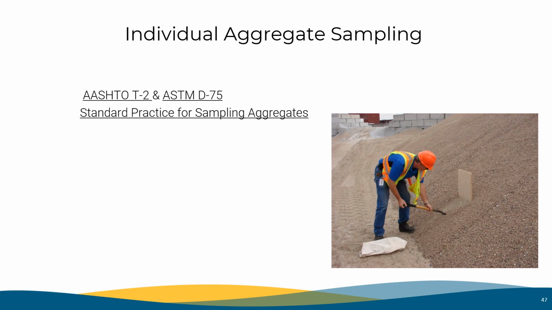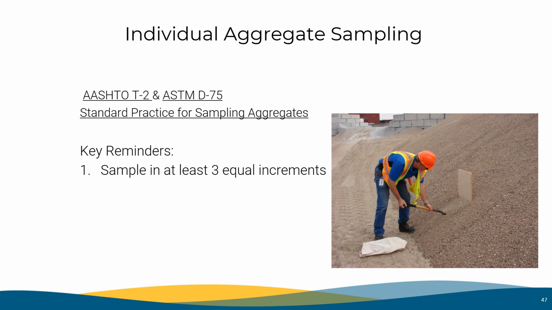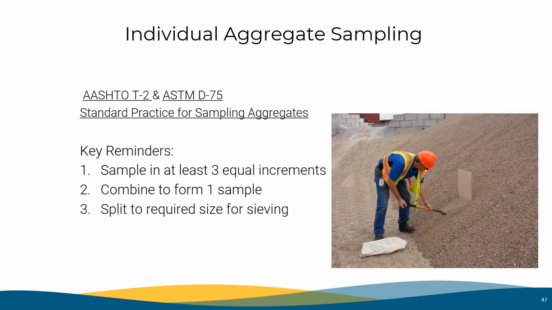Here is how you need to sample individual aggregate stockpiles. It is the standard practice for sampling aggregates according to AASHTO T2 and ASTM D75. Key reminders: sample in at least 3 equal increments, combine the 3 equal increments to form 1 sample, then split the sample to the required size for sieving.